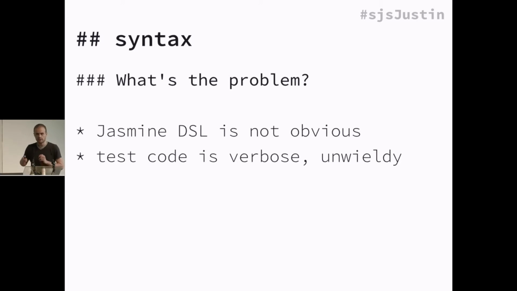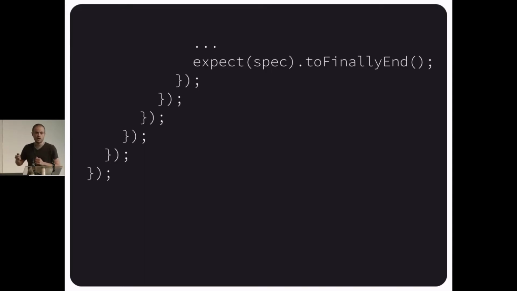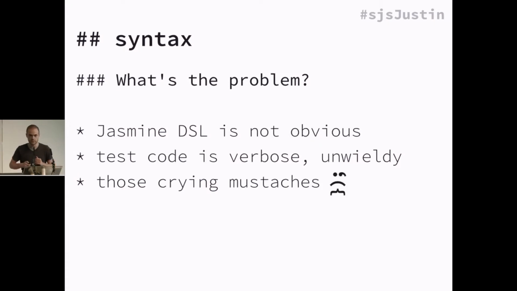Also, the test code tends to become verbose and unwieldy, especially if you're doing characterization testing of deeply nested behavior. What I mean is this. This really drives me crazy, writing all of these what I call crying mustaches at the bottom of my file listings. And I'd love to get rid of those.